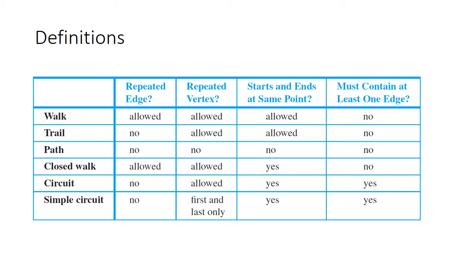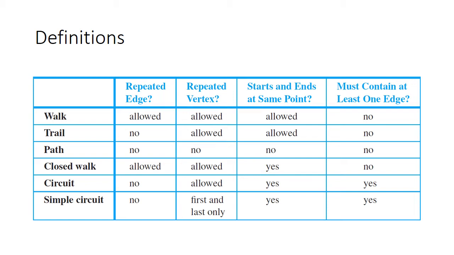A closed walk is you can repeat anything you want. You must start and end at the same point. That's what makes it closed. And it does not have to contain at least one edge, so it can be a trivial walk. A circuit has no repeated edges, but you can repeat vertices. You must start and end at the same point. That's the idea of a circuit, that it's closed. And then it has to include at least one edge. And then a simple circuit is no repeating. You can only repeat the first and last vertex by closing the loop. And then it is a closed path, a closed circuit, so it does start and end at the same point, and it must contain at least one edge. Okay, so these definitions are a little bit troublesome, but let's go ahead and try to apply them to some problems.